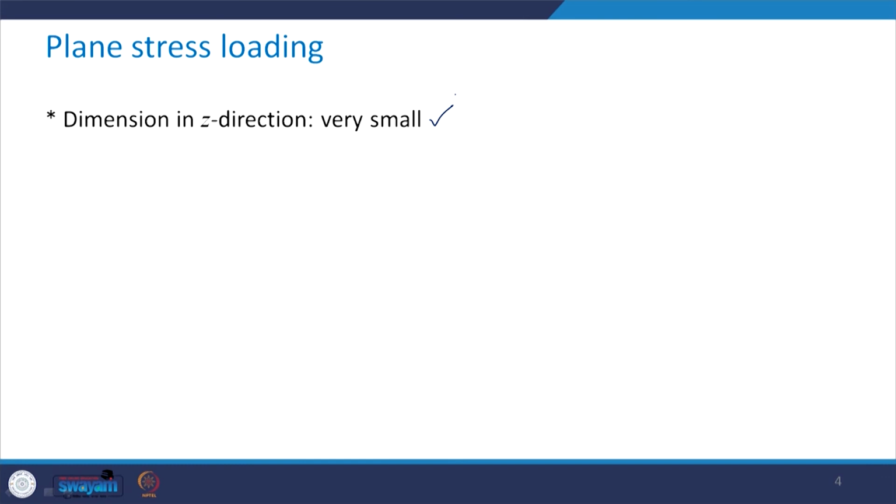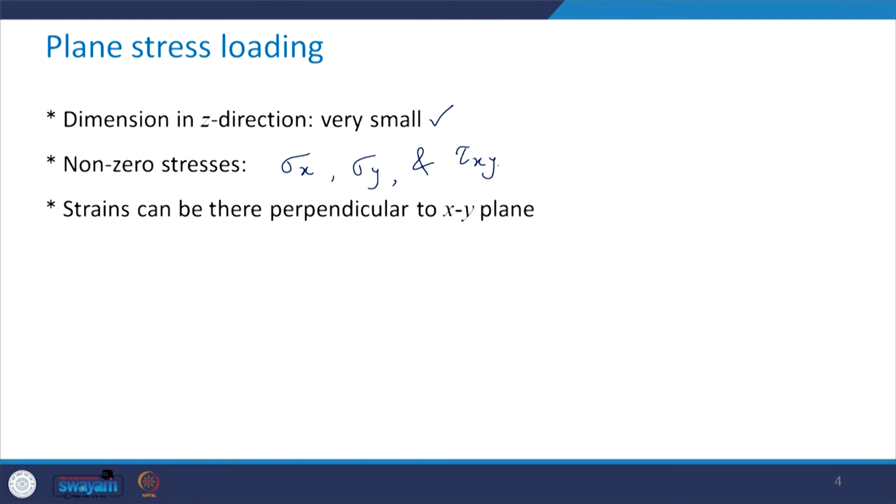What was the situation in plane strain loading? The dimension in the z direction was pretty long, and therefore we could take the strain in that direction to be equal to 0. Now, what are going to be the non-zero stresses in case of the plane stress loading? They are going to be sigma x, sigma y and tau xy. Strains can be there perpendicular to the xy plane. So, what are all the non-zero strains in this case? That's going to be epsilon x, epsilon y, epsilon z and gamma xy.